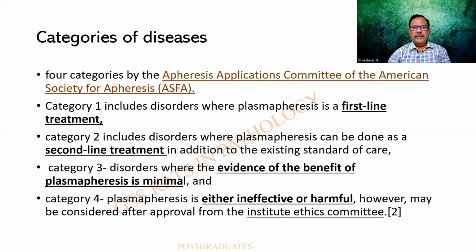There are different categories of diseases. Basically, don't get bored with it. The first category includes diseases wherein plasmapheresis is the line of treatment. So it is category 1. Second line can be an addition to the already existing treatment. So category 3, it is minimal. Progressively you find it gets reduced. And category 4 is either ineffective or even harmful. I repeat once again: first line of treatment, an additive treatment, not very beneficial, and ineffective or harmful.